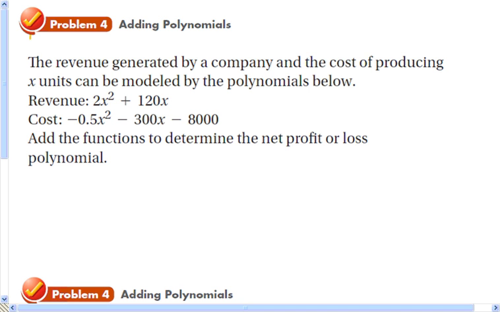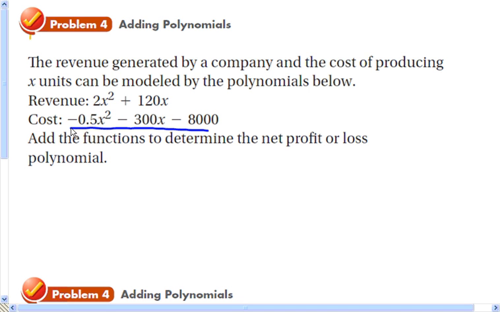So the revenue generated by a company and the cost of producing x units can be modeled by the polynomials below. One thing you should know, all the costs are negatives because you take away the cost to figure out your profit, so that's why that's a minus. But basically what we need to do is combine these two. We're just going to add them together because the costs are negative.